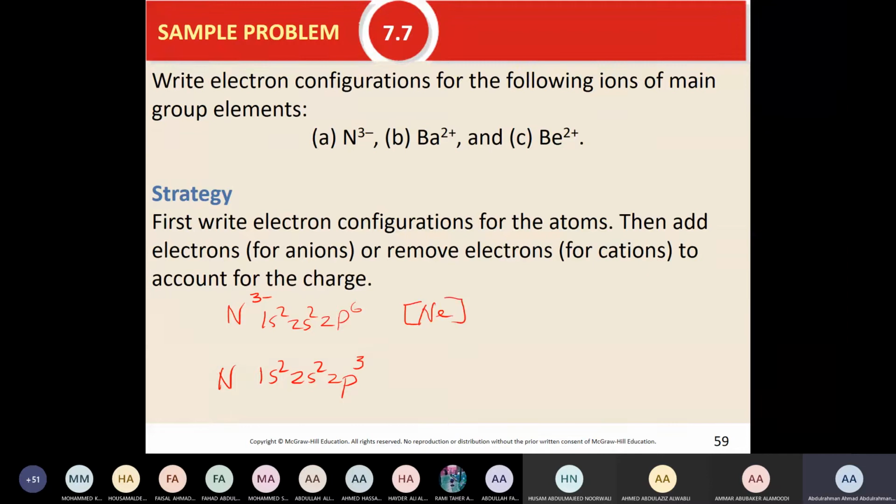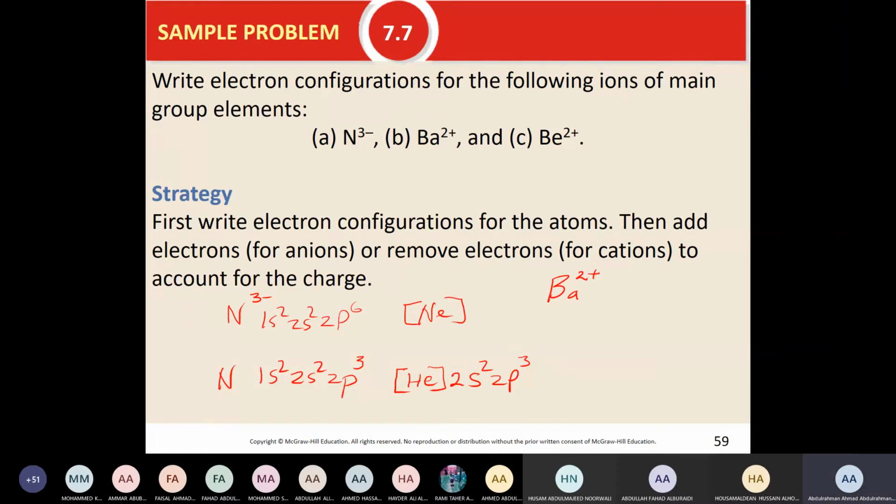All right. How about nitrogen? If I want to make it short, how should I write it? The one before it, which is helium. He 2s2, 2p3. Is this clear? Good. What's the electronic structure for Ba2 plus in the short form?